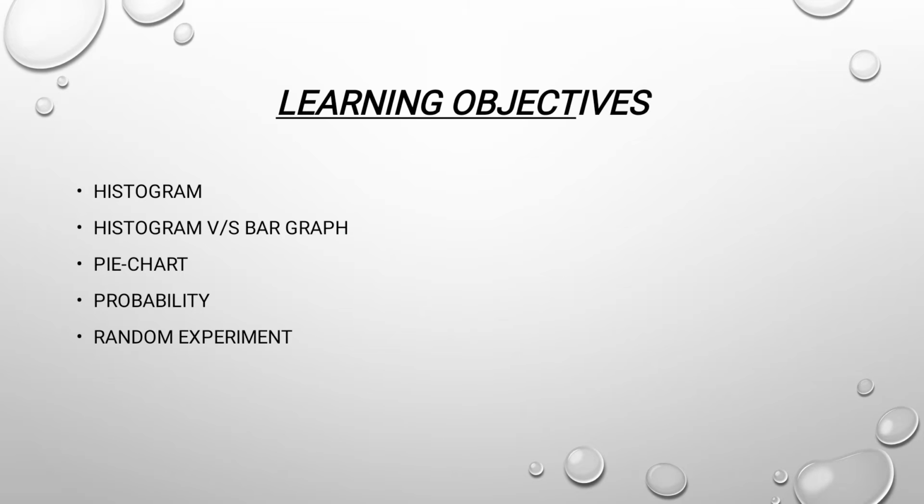So the learning objectives of this chapter are histogram versus bar graph, pie chart, probability, random experiment.